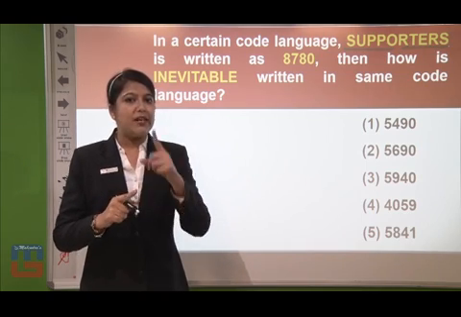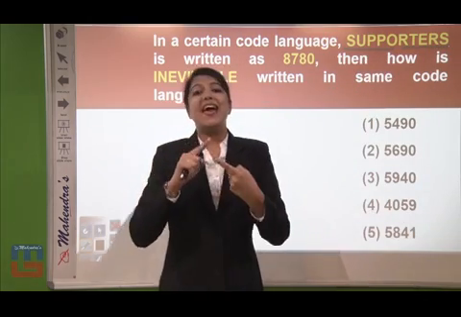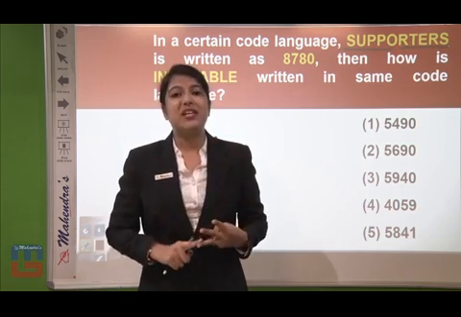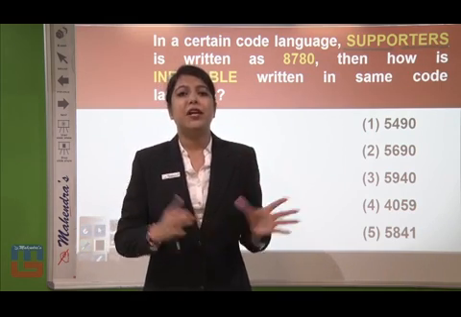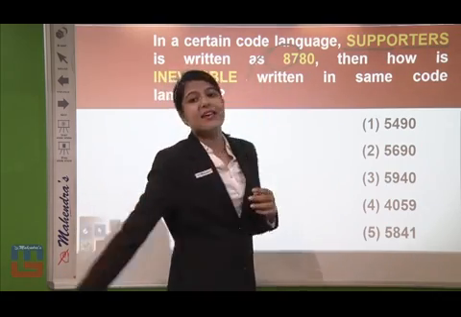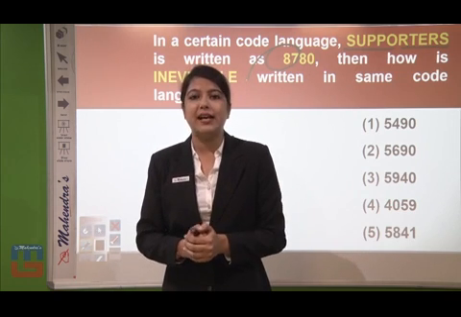SUPPO kept on one part, and now you will add their place values. S's place value is 19, U's place value is 21, P's place value is 16, so 2 times 16, and O's place value is 15. When you add all these numbers, you will definitely get 87. And when you get 87, nothing is beyond that.